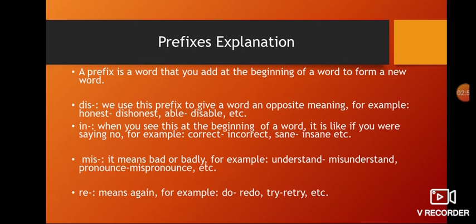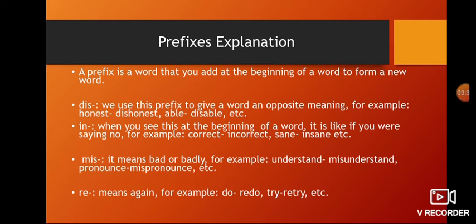Then mis means bad or badly. For example, understand, misunderstand, pronounce, and mispronounce. So, basically, when you understand something, it means that you did it well. But when you misunderstand something, it means that you didn't do it well. You did it badly, all right? So, whenever you see the prefix mis at the beginning of the word, it means that you did it badly, all right? And then the prefix re, which means again. So whenever you see this prefix at the beginning of a word, it means that you did it again. For example, do, redo, try, and retry.